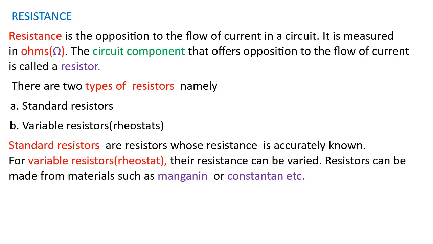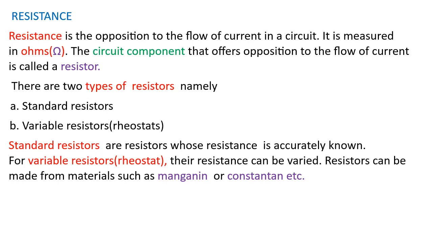The circuit component that offers opposition to the flow of current is called a resistor. What is causing the opposition? That component causing the opposition is what we call the resistor. But the opposition to the flow of current in any circuit is what we call resistance.